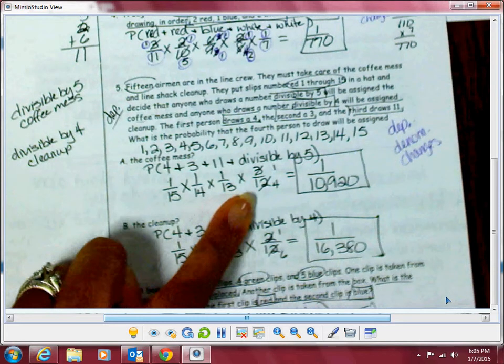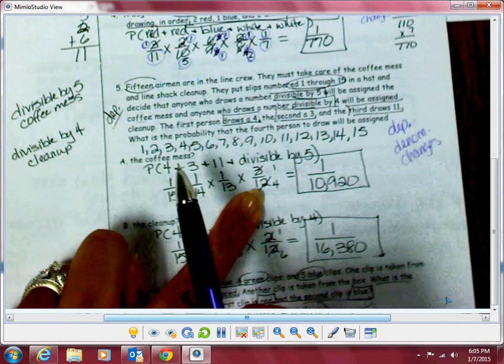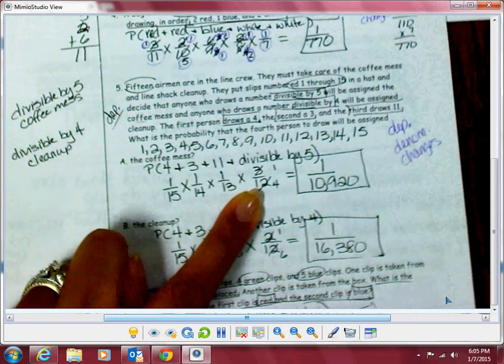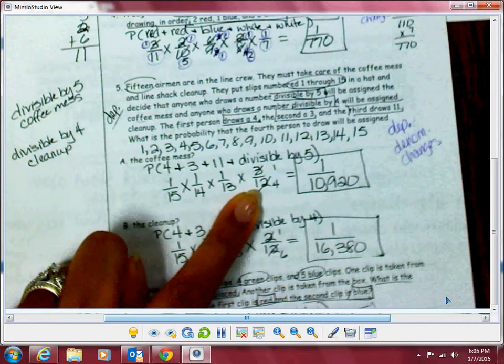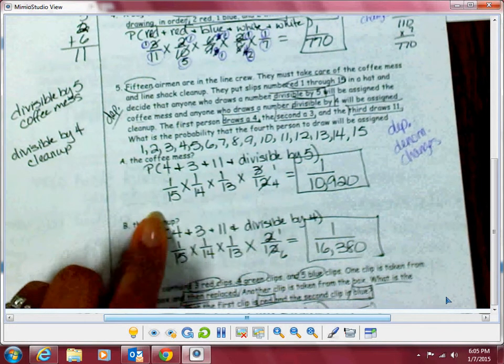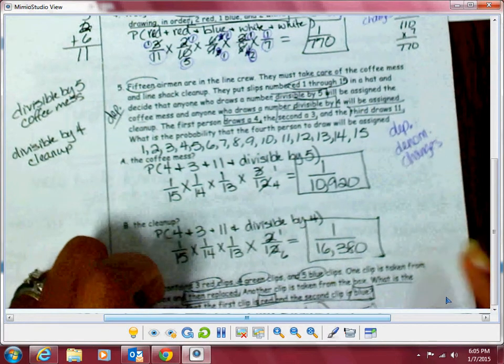And then that fourth person comes up, and he's going to try to draw a number divisible by 5. So, since the 5, the 10, and the 15 are still there, there are 3 numbers that are divisible by 5 out of the 12 that remain. So the 3/12 simplified to 1/4, and I punch these numbers in on the calculator to get 1 over 10,920.